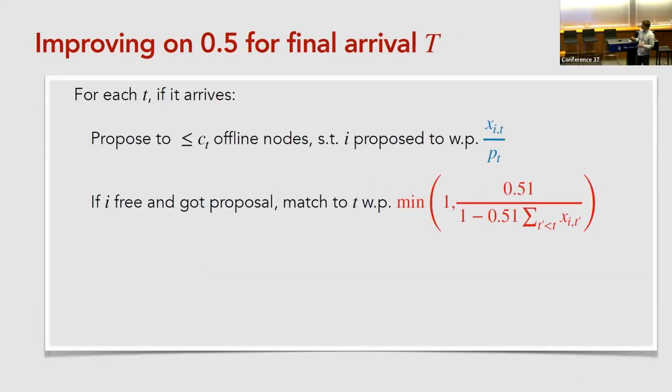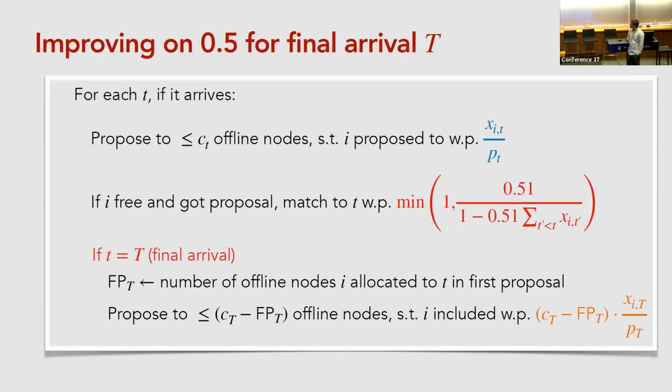For simplicity, I'm going to talk about how we could improve on this 1/2 factor for the final arrival. This is the same algorithm that I presented before. I've only changed the red acceptance probability to have a 0.51, the boosted version. And I put the min with 1 in case that second number is not actually a probability smaller than 1.